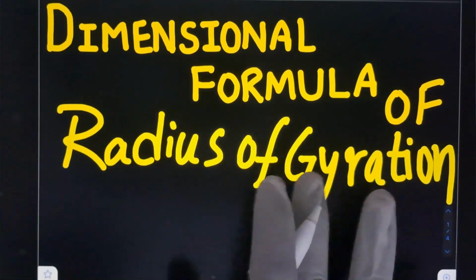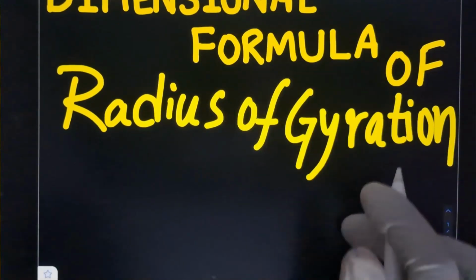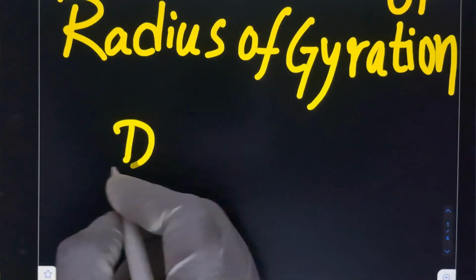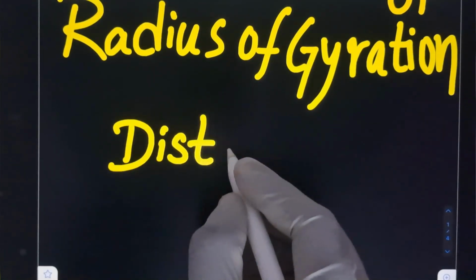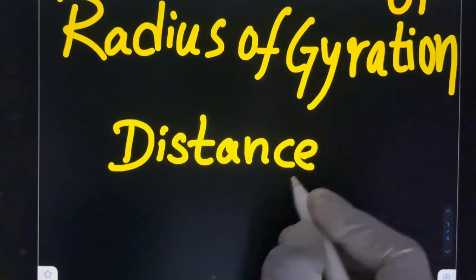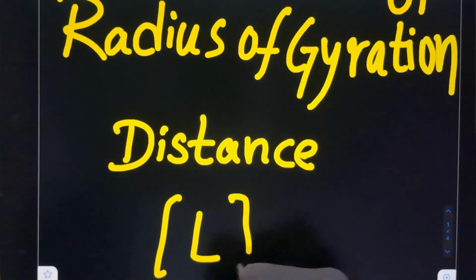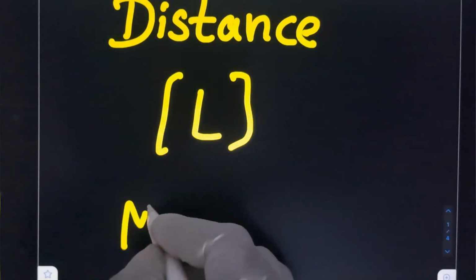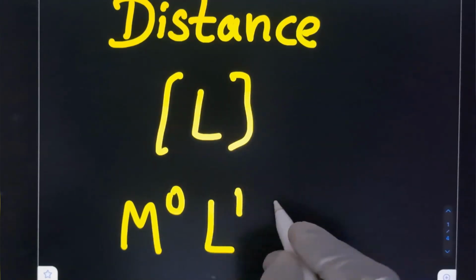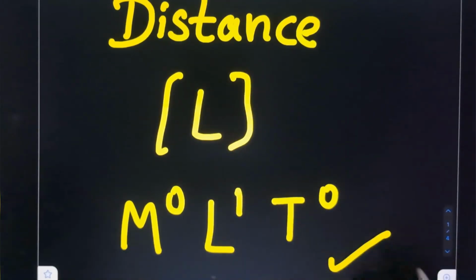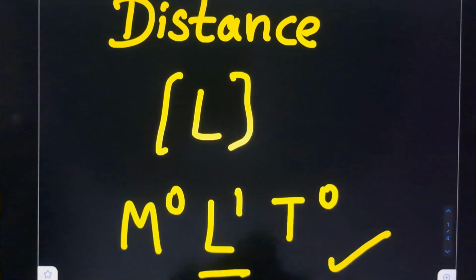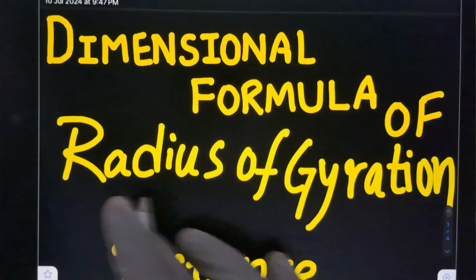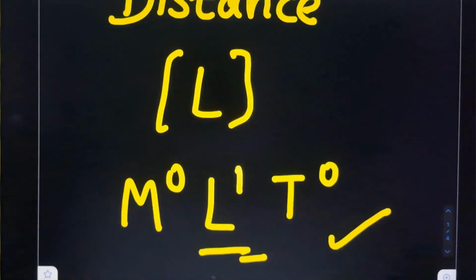Dimensional formula of radius of gyration. The radius of gyration is simply distance. It is denoted as L. There is no mass and no time. So it is M^0 L^1 T^0. So the radius of gyration dimensional formula is M^0 L^1 T^0, just simply length.